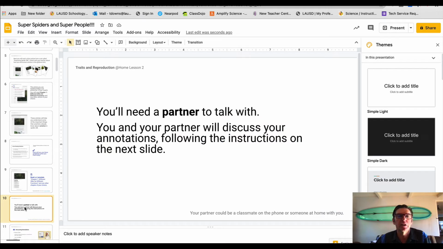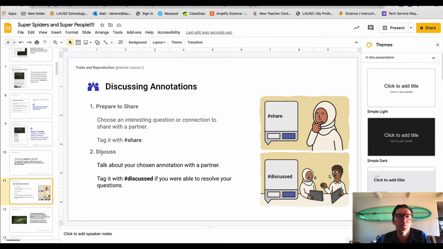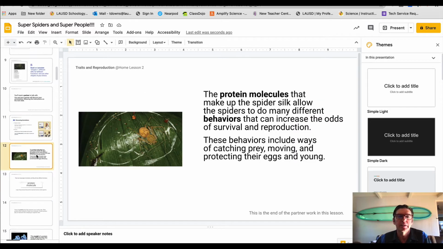Let's check this out. You'll need a partner to talk with. You and your partner will discuss your annotations following the instructions on the next slide. And here we go. Prepare to share. We know about that. The protein molecules that make up the spider silk allow the spiders to do many different behaviors that can increase the odds of survival and reproduction. These behaviors include ways of catching prey, moving, and protecting their eggs and young. We are going to look for evidence of that in the article. I will give you more details after we read it.